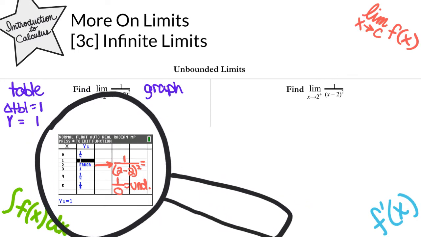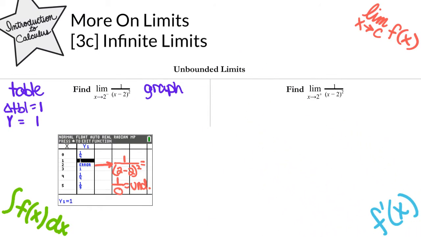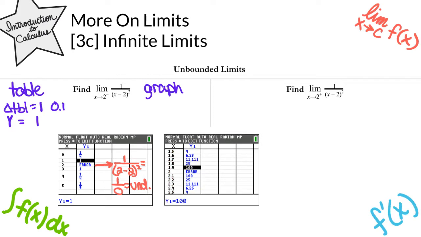So let's press second window, and we change our delta table to 0.1. And let's actually change our table start to 2, and then press second graph. Now press the up arrow a few times, and you'll see x equals 2, and there's still that error. But now if we look at 1.9 and 2.1, we see that the function's value is 100. Interesting. So does that mean the limit is 100? Well, it was 1, now it's 100.